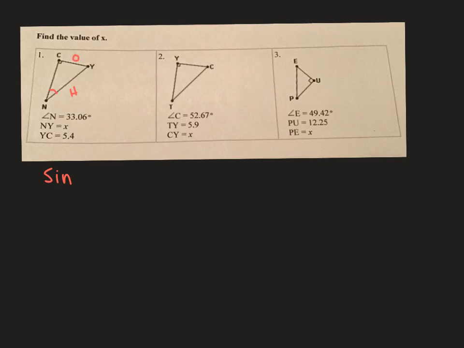So we have sine of our angle N is equal to YC, our opposite side, divided by our hypotenuse, NY. Now we need to find NY, so what we're going to do is rearrange this equation so that we're solving for NY. So we swap our sine and NY, and we get NY is equal to YC divided by sine of our angle N.